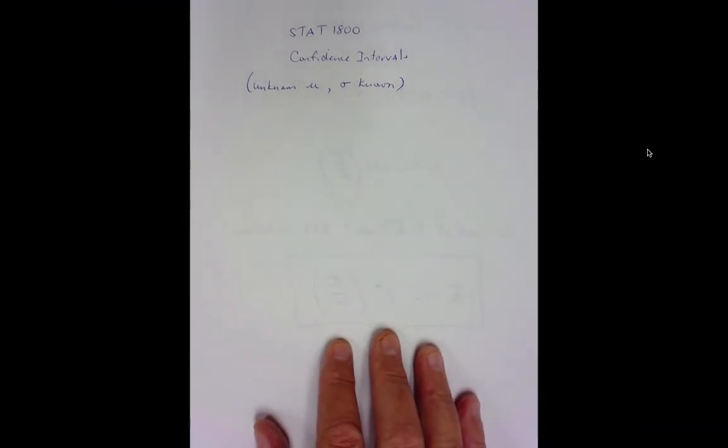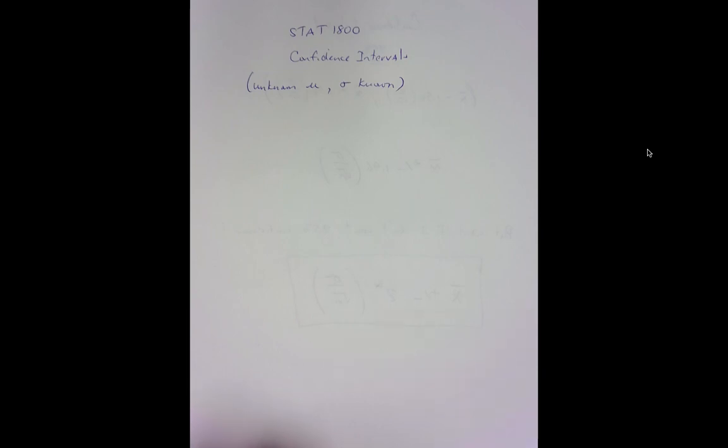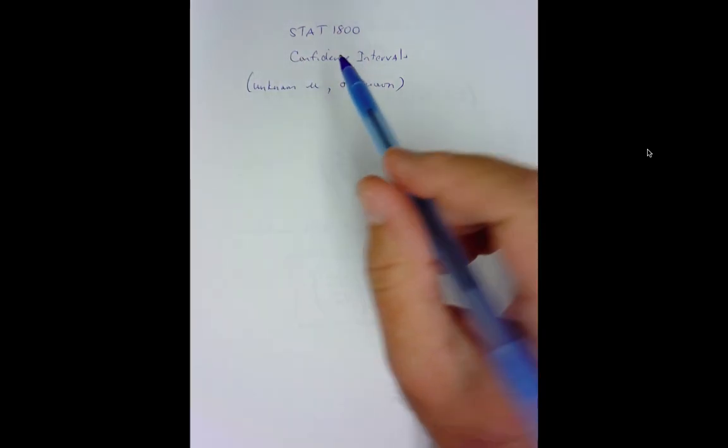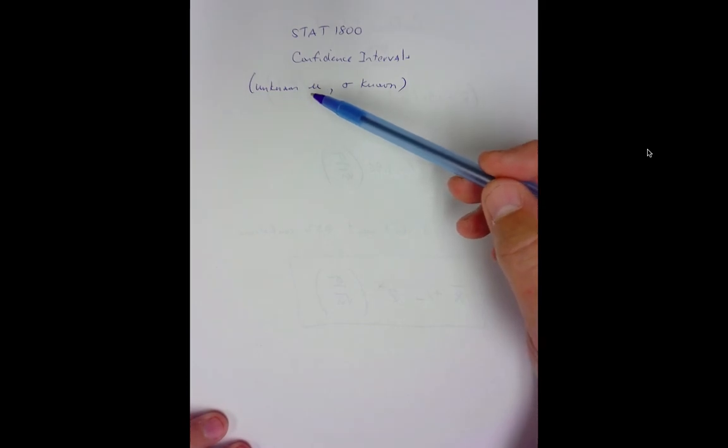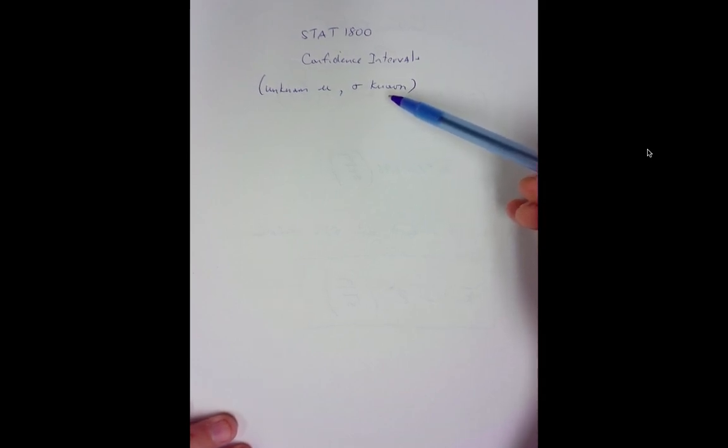All right, guys, STAT1800, more on confidence intervals. We're focusing on one specific type of confidence interval right now. And the interval we're looking at is where we have an unknown mean, mu, the population mean that we want to estimate, where, kind of a rare situation, the standard deviation is known.